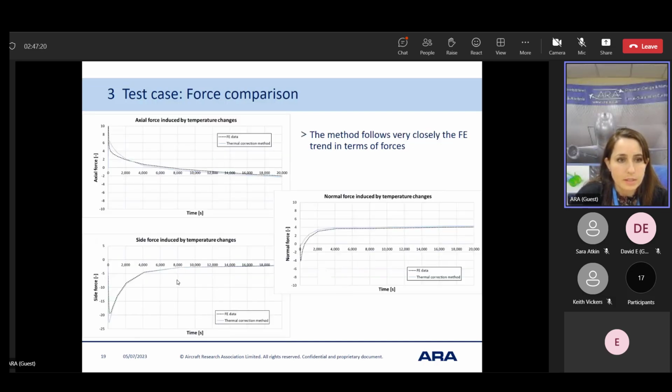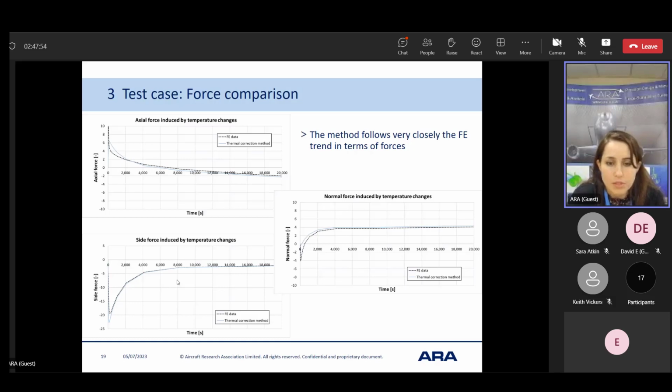So this is one thing. In terms of forces, I've got three forces here to compare against the FE data. I've got the axial force on the top left, side force on the bottom left, and the normal force on the middle right. We can see clearly that the thermal correction method is following very closely the trend of the actual forces, whether it's the axial force, side force, or normal force, which is quite promising for us.